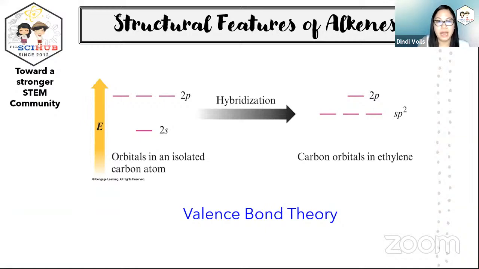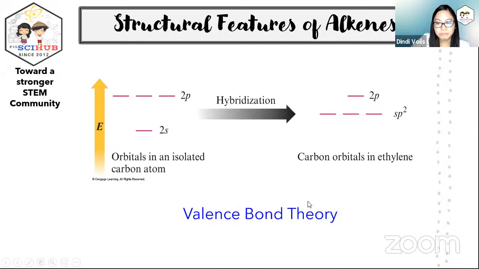Before I proceed to the reactions, I just want to share briefly the structural features of alkenes using valence bond theory. As I mentioned earlier, this is a prerequisite to understanding the three-dimensional structure of alkenes. If you don't understand this part of the talk, I encourage you to learn valence bond theory, and there are several videos available that you can watch for a simplified version. But by now, I'm assuming that you know the basics of valence bond theory. Carbon has the following valence orbitals: one 2s and three 2p. These are the orbitals in an isolated carbon atom.